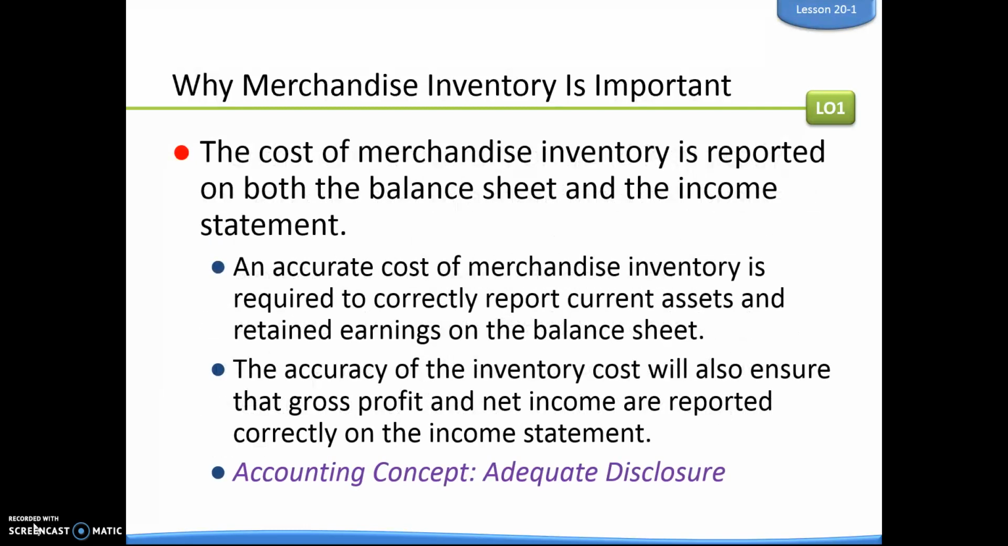So the cost of merchandise inventory gets reported on both the balance sheet and the income statement. It gets put on both places. So an accurate cost of merchandise inventory goes on the balance sheet, and we need that so that we can correctly report our current assets as well as our retained earnings. Also, the accuracy of our inventory cost is needed on our income statement so that we can make sure that gross profit and net income are reported correctly. If those numbers are skewed, then we would be violating the accounting concept of adequate disclosure. So we want to make sure that we are reporting those numbers correctly.